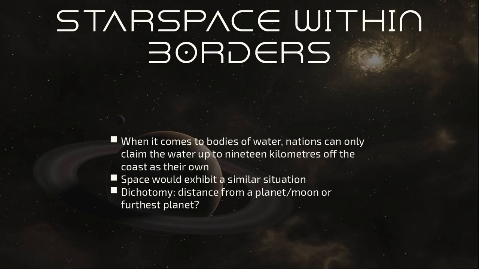Like large bodies of water, space is sparsely populated, so we would need to figure out how many astronomical units or light years a border can extend from a star system or particular celestial body. This, in turn, generates two important issues that must be addressed.